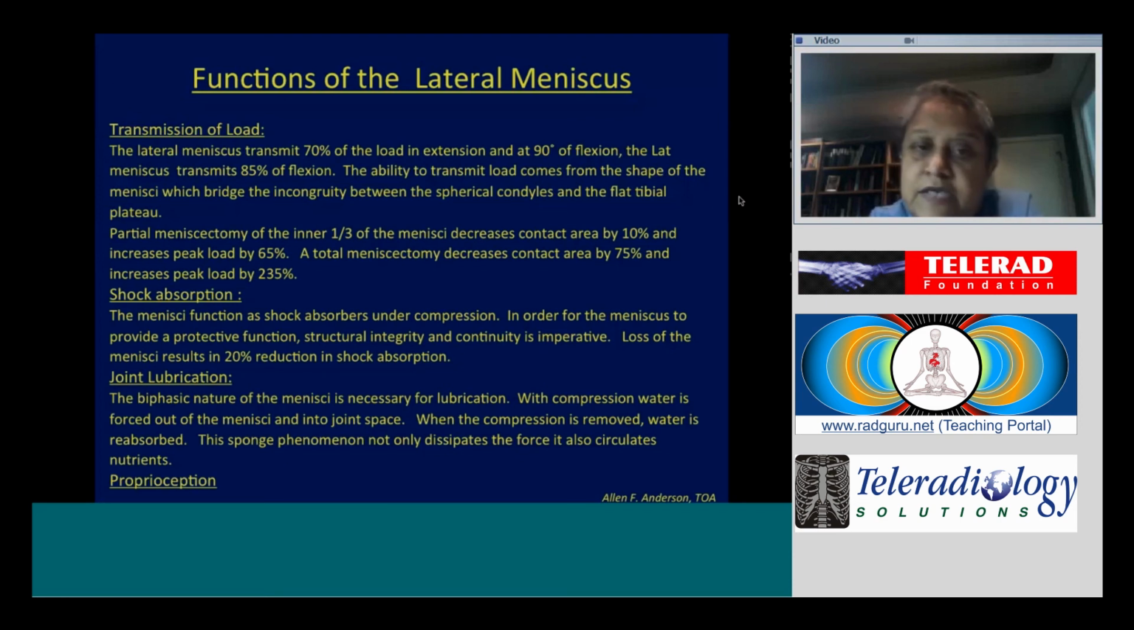So when a partial meniscectomy is done of the inner one-third of the meniscus, it decreases the contact area by 10% and increases the peak load by 65%. However, when you remove the entire meniscus, the contact area is decreased by 75%, but it increases the peak load by 235%.